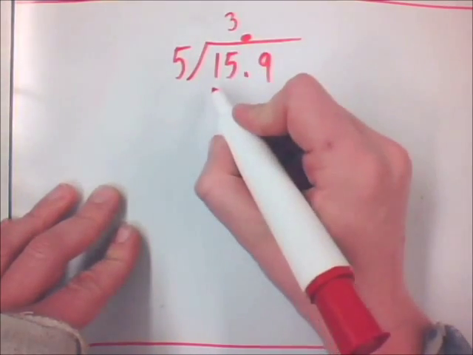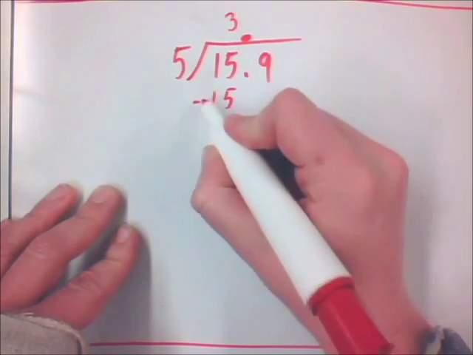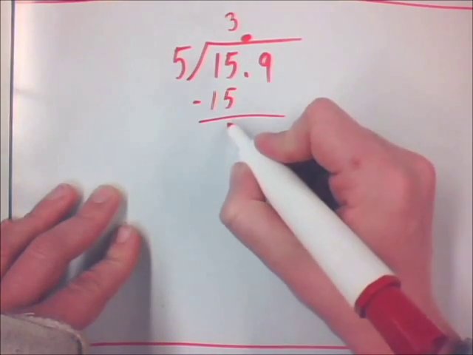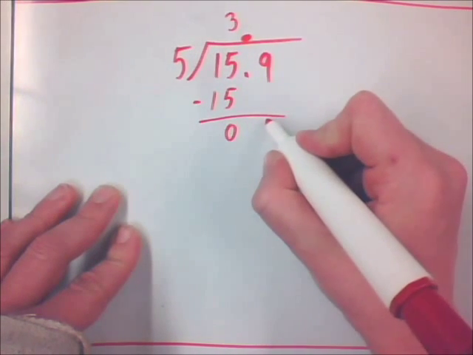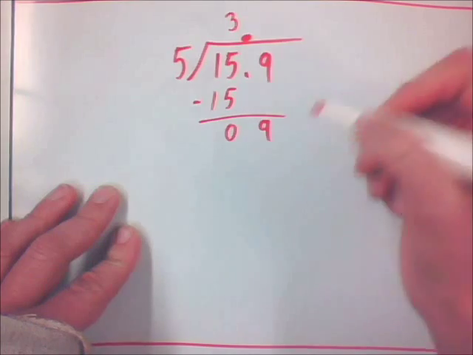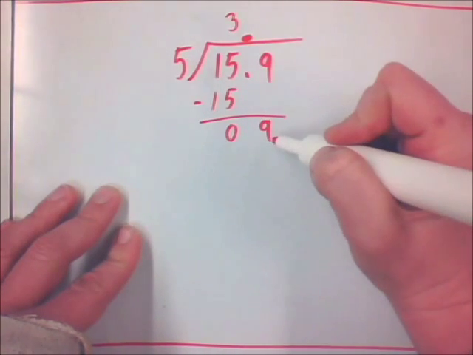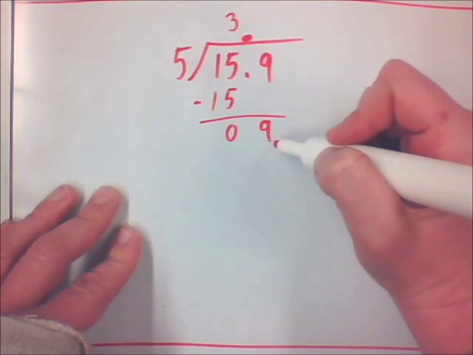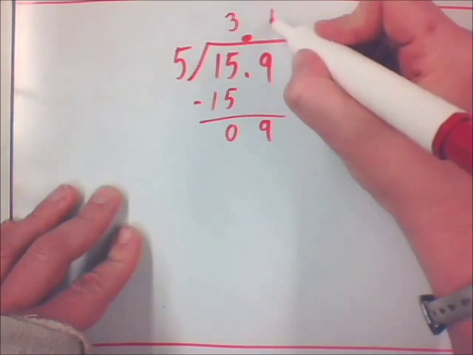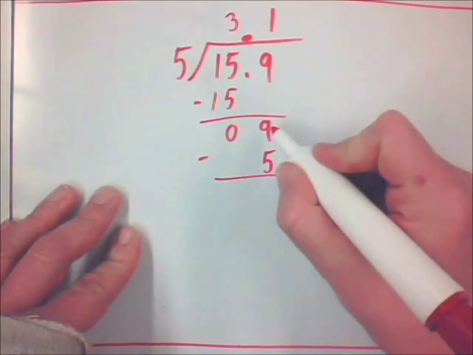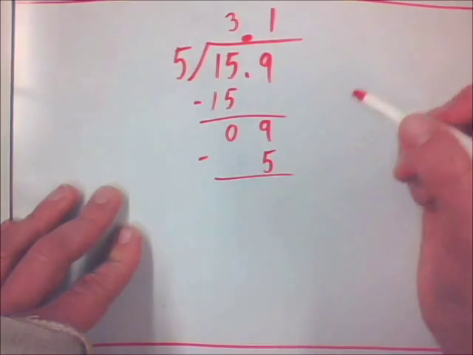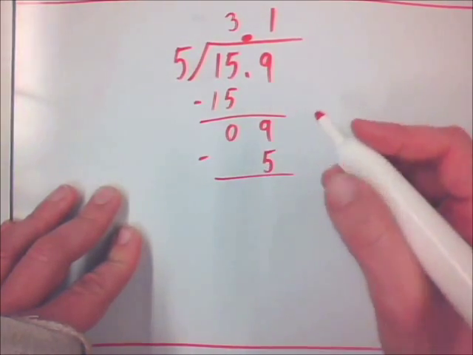5 3s are 15, so I write my 15 on the bottom, and then I subtract, and I end up with 0. I'm not done yet. I got another 9 there to bring down. So now I'm going to bring that 9 down, and I go 5 into 9. Well, 5 1s are 5, and that's the highest multiple I can find. So then I have to put the 5 here. I subtract again. 9 subtract 5 is 4.